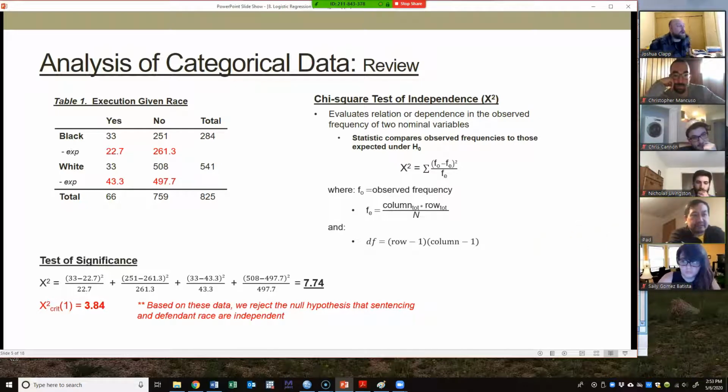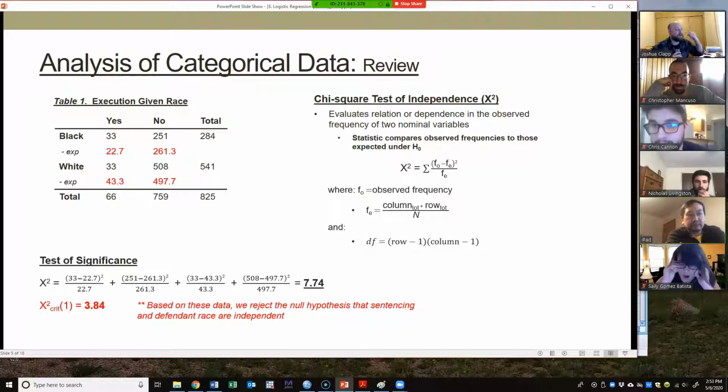And so what would our conclusion be based on our chi-square test here? The higher the chi-squared, the more likely the null is not true. Right. So with a test statistic of 7.74 and a critical value of 3.84, we've got very strong evidence against the null hypothesis. That suggests that, based on our data, there appears to be a very clear dependency between the race of our defendant and whether or not they receive a death penalty.